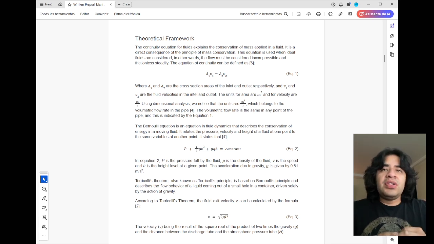Our last equation is Torricelli's theorem, which will help us determine the theoretical velocity of the exiting fluid, since it involves the height from the exit hole to the atmospheric pressure point that we have inside the bottle.